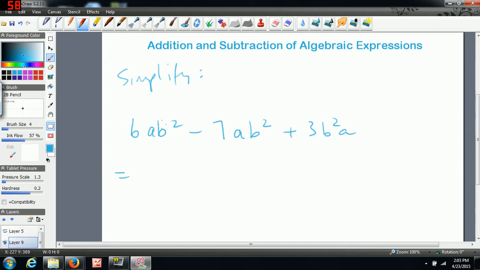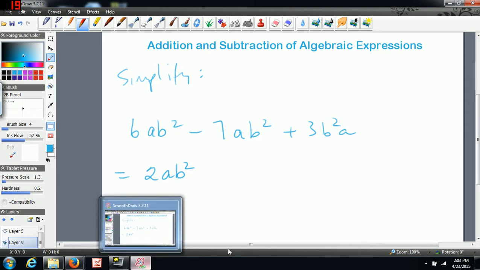Okay, now say you're given this. Now in this case, you have to be careful here. So these two are definitely like terms, but this is also like because it's just written in a different order. And the b is raised to the power of 2 and the a is still to the power of 1. So this is still like with these. So when you're writing it, you're going to go ahead and do 6 minus 7, which is -1, plus 3, which is 2, and then you can decide how you want to write down this part. You can write it in b squared a or ab squared. Okay, so that would be your answer to that one.